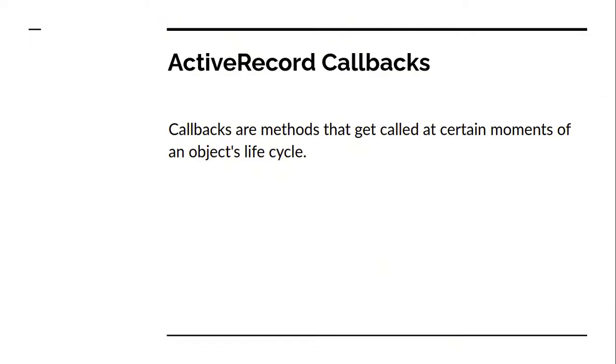Callbacks are methods that get called at certain moments of a life cycle. The life cycle of an object consists of stages where an object is validated, created, updated, saved, and deleted. Using callbacks, you can perform specific operations at those stages. Let's implement a callback for an example first, and then we will see the types of callbacks available in Rails and how we can use them.